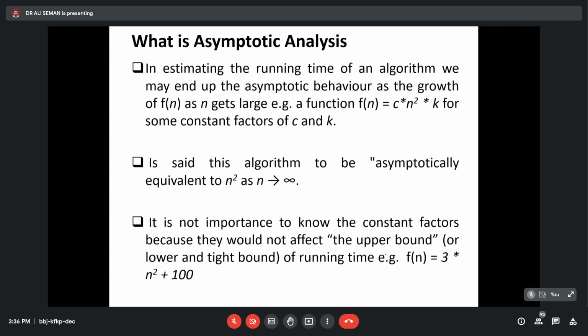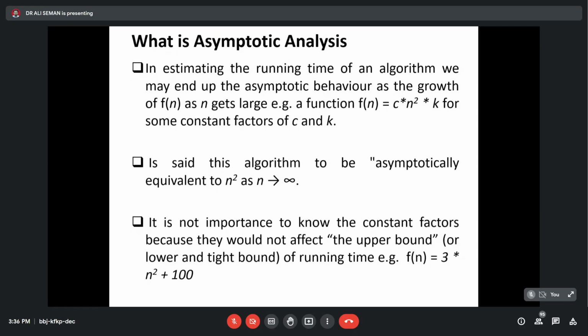Okay, in estimating the running time of an algorithm, we may end up with the asymptotic behavior as the growth of f of n, the function here, where n is actually our main variable, the input size, as n gets large. For example, for a function f of n, we obtain c times n squared times k, where c and k are some constant factors.